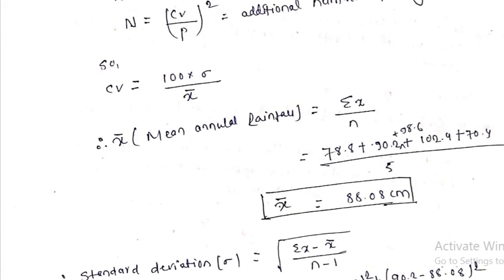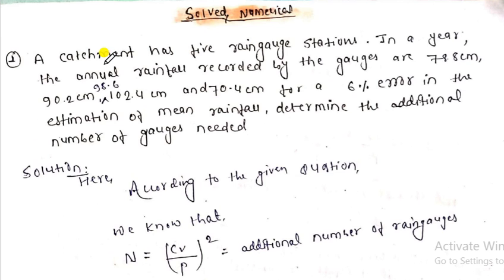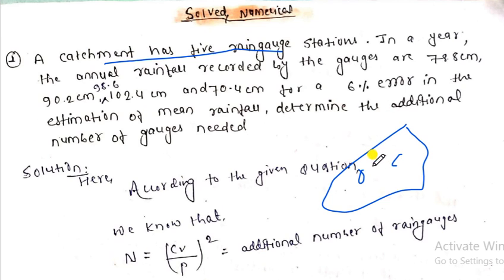So let's see one numerical so that it clears all your doubts. My dear friends, as you can see here, a catchment has 5 rain gauges, right? If this is a catchment area, it has 5 rain gauges, 1, 2, 3, 4 and 5. Each rain gauge records its own rainfall: 78.8 centimeters, 90.2 centimeters, 98.6 centimeters, 102.4, and 70.4. These are the 5 rainfall values recorded by the rain gauges, and a 6% error in the estimation of the mean rainfall is given.